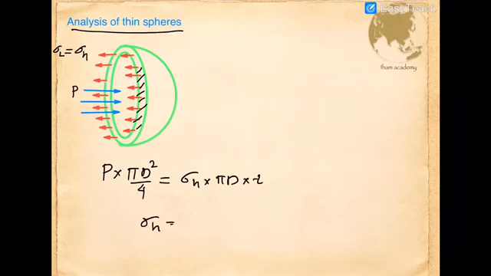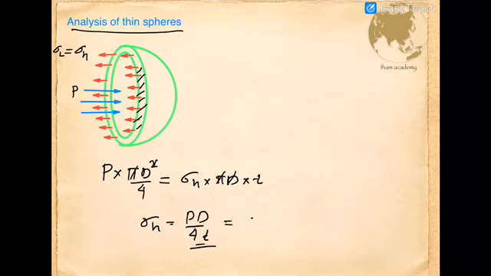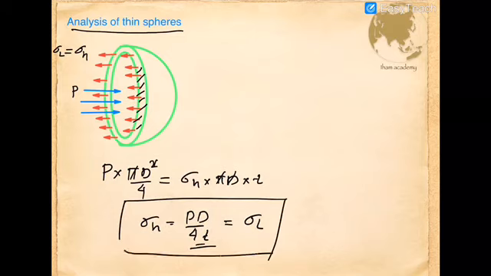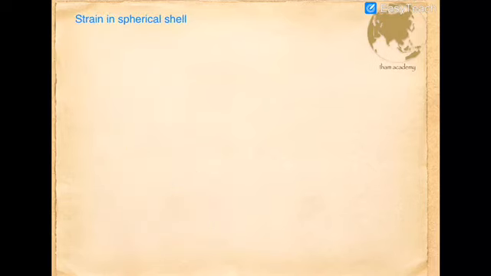So sigma h or sigma L can be found by cancelling this: PD divided by 4T. This is equal to the longitudinal stress. There is no differentiation between sigma h and sigma L. Keep in mind that since there is no shear stress acting on the plane, sigma h and sigma L will be the corresponding principal stresses acting on that plane. So it's a kind of hydrostatic loading. Both the principal stresses are the same in magnitude.